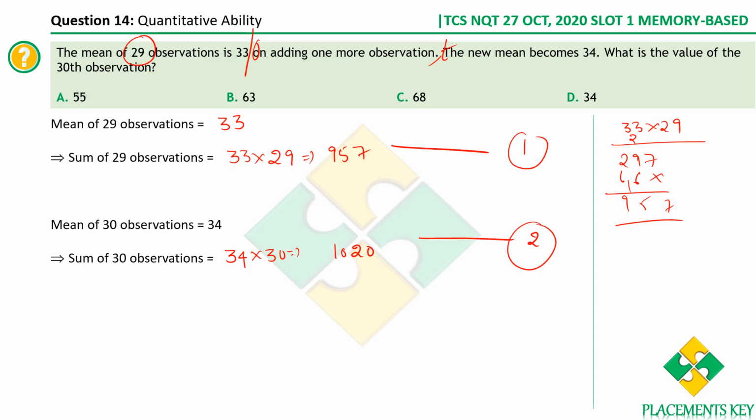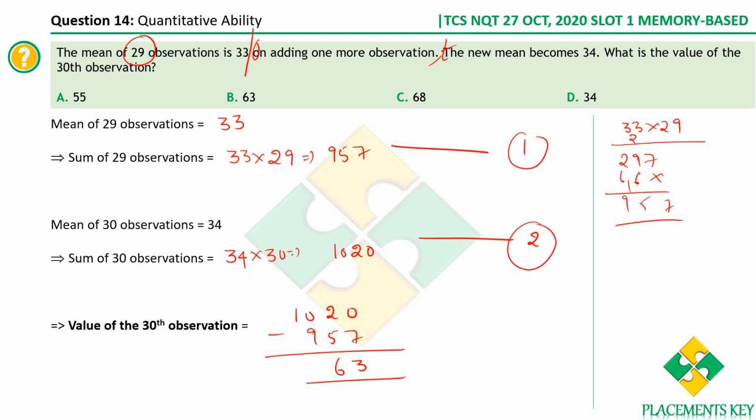So if you subtract these two, you get the 30th observation, right? So how do we get it? 1020 minus 957. So what is the value that you get? You get it as 63. Therefore, the value of this 30th observation is 63. It's a very easy question.